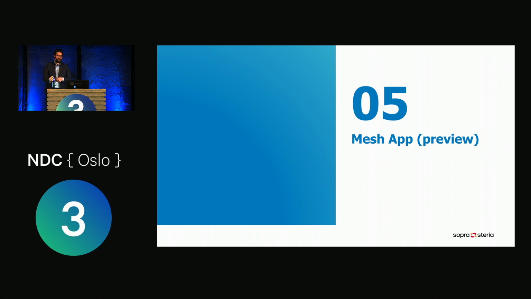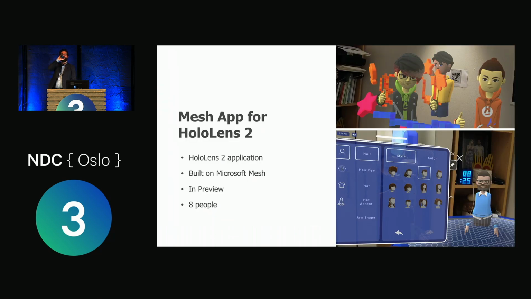And now I'm going to talk about the Mesh app that came out in preview back in March when Microsoft Mesh was released. This is an app on the HoloLens 2 that is running on the Mesh platform now. So it's a great showcase of the capabilities of the Mesh platform. And it's a social app for having some sort of collaboration, whether in the same room or remotely, with up to 8 people at the same time.